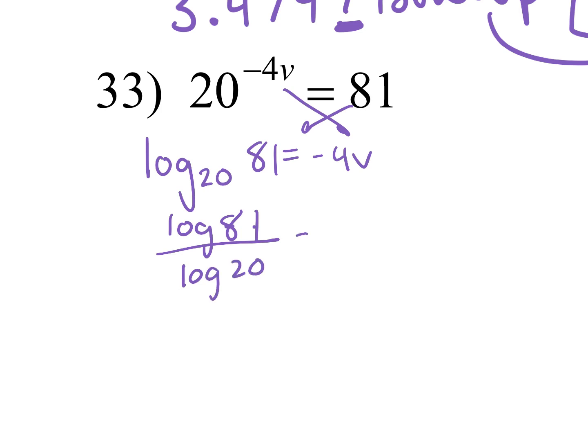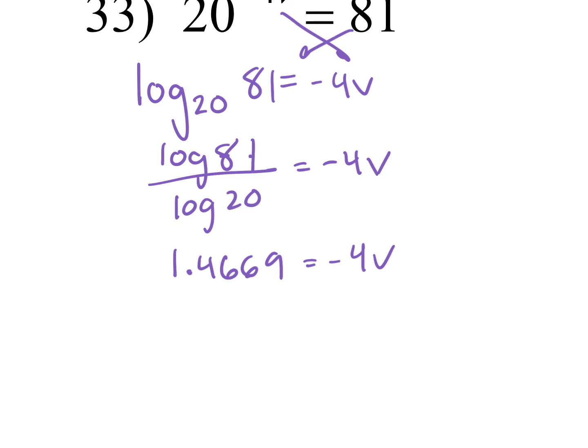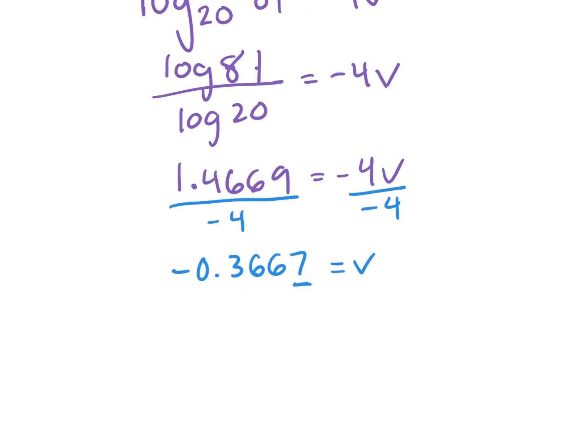So log of 81 divided by log of 20. So we put that directly in our calculator. And that'll give us 1.4669. And then what would be the last step? Divide by -4. So since v is being multiplied by -4, we do the opposite and divide. So I would divide by -4, and we get -0.3667. 7 means that I round up or keep it the same? Round up, so -0.367.